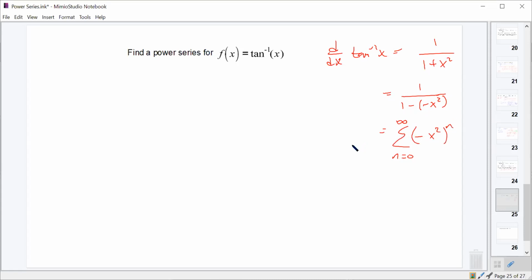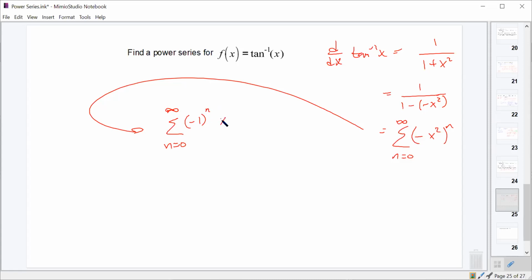Okay. I assume that's where you're going with that. So how could we rewrite negative x squared to the n? We should be able to rewrite this as the sum from n equals 0 to infinity of what? Negative 1 to the n, and then x to the 2n, right? X squared to the n, just multiply the exponents, you get x to the 2n. Good or no?